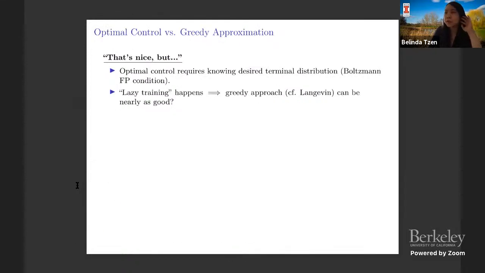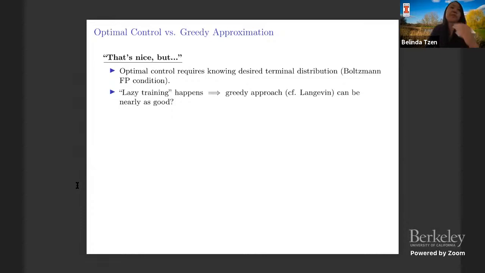Okay, so I told you that you can get this value function, and at the end of the day, you have this Föllmer drift that is an optimal control. And so life is good, but it's not actually good because, well, you should have some exceptions. First, optimal control requires knowing your desired terminal distribution, here characterized by the Boltzmann fixed point condition, which is all great if what we want is to be able to sample efficiently from this terminal distribution, but here we're actually trying to arrive at it. So there's some manner of putting the cart before the horse.